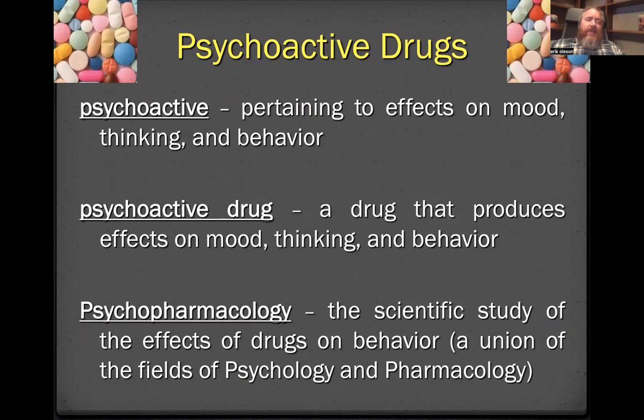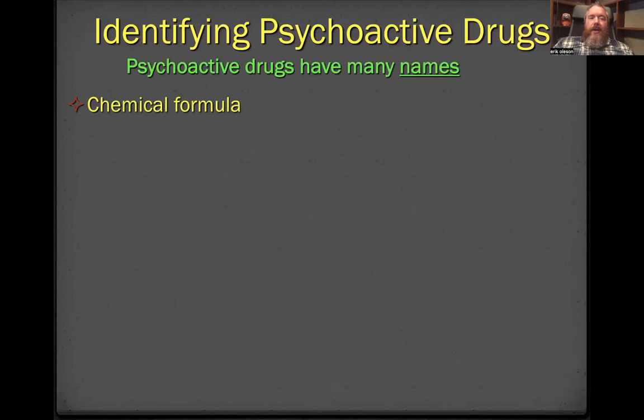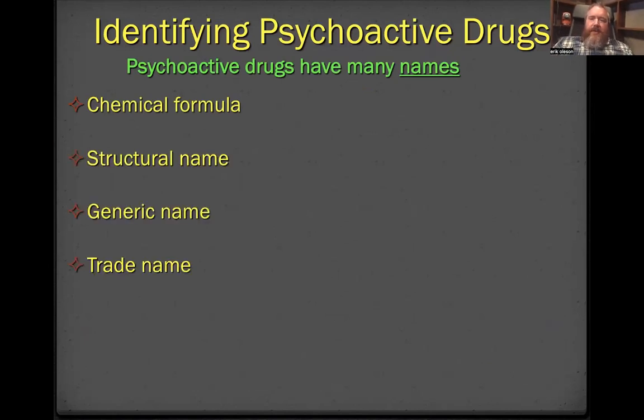But in general, in this class, we're going to be talking about psychoactive drugs. So, does it pertain to effects on mood, thinking, and behavior? A psychoactive drug would be a drug that produces effects on mood, thinking, or behavior. And this is studied in the field of psychopharmacology or neuropharmacology, the scientific study of the effects of drugs on behavior, really a union of the fields of psychology and pharmacology. And I think of myself as more of a neuropsychopharmacologist. I specifically approach this from the perspective of the brain.